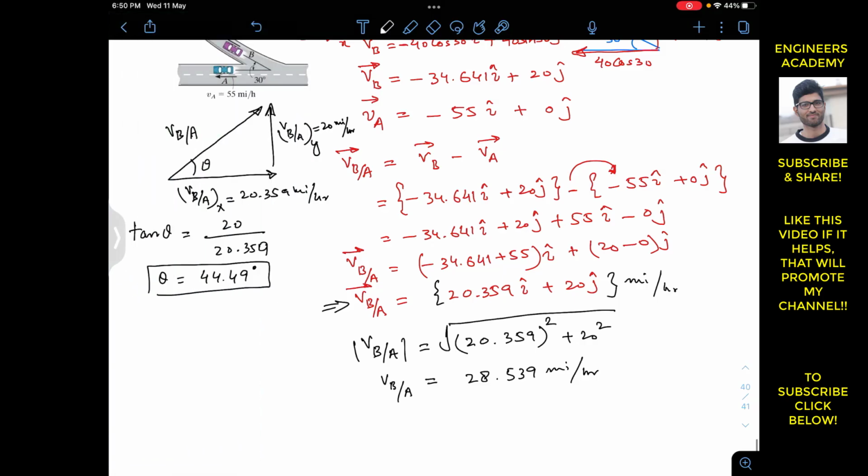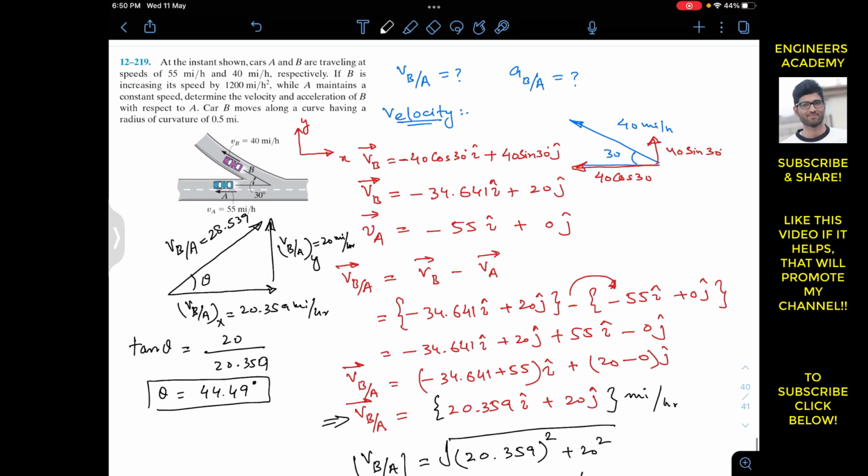So car B is moving relative to car A with a velocity of 28.539 mile per hour, in a direction making 44.49 degrees with the horizontal. So this VBA magnitude is 28.539 mile per hour. Now we have to find the acceleration.